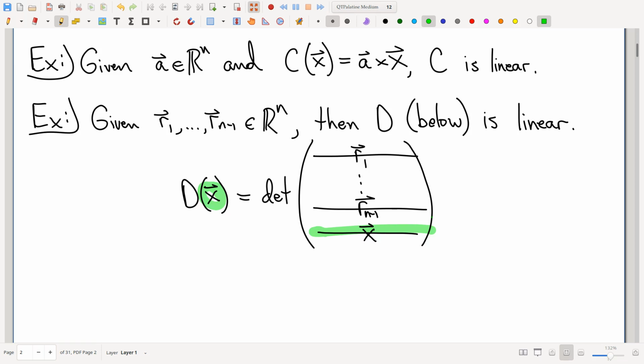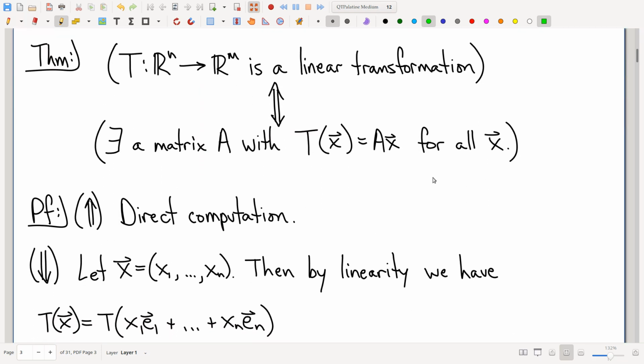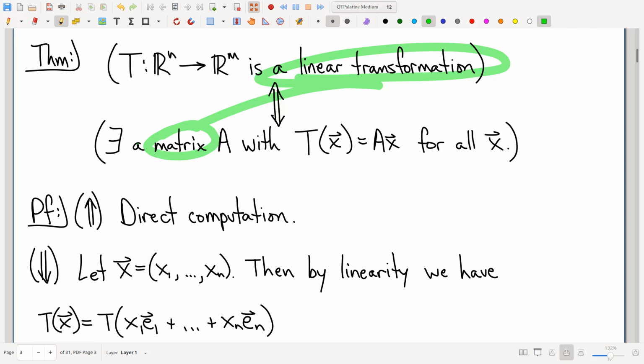Okay. The relationship between linearity and matrices. This is super, super duper important. We're going to be using this a lot. You want to make extra sure that you're good to go with this. And roughly speaking, what this is saying is that linear transformations are matrices. Every linear transformation is a matrix. Every matrix is a linear transformation. That's the sloppy way to say it.